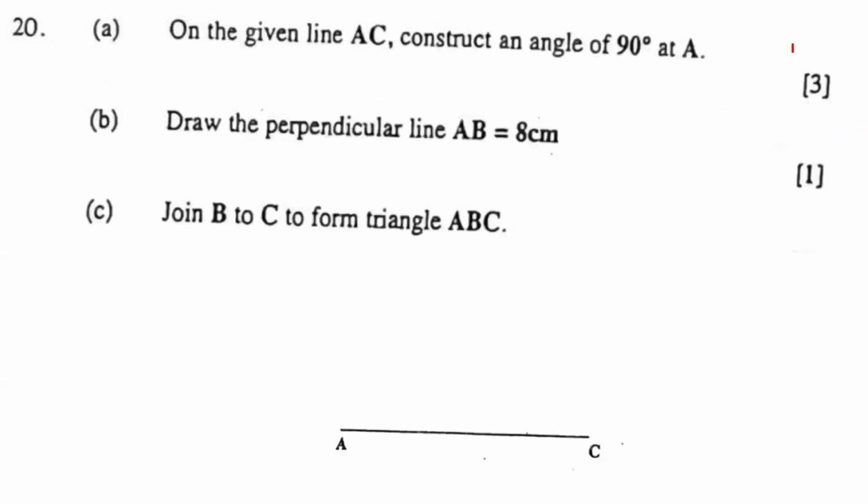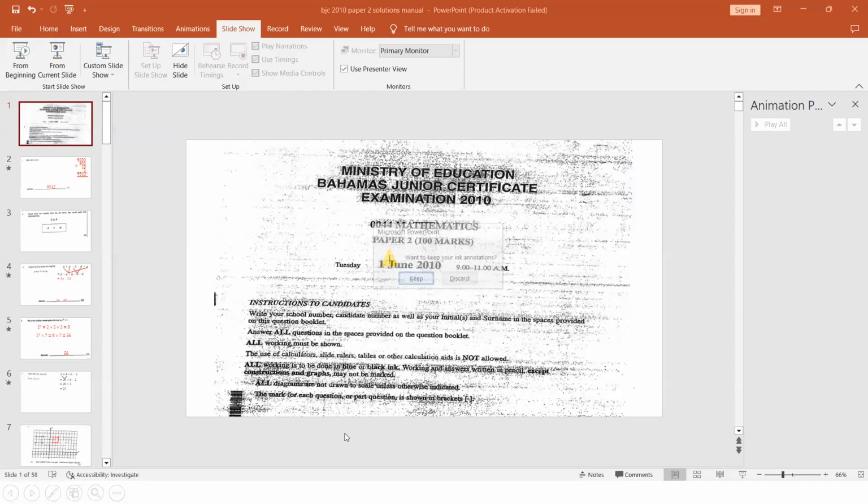Now let's consider question number 20. This is a geometry construction question. We have AC. What they want us to do is construct a 90-degree angle at A. They want this line that we draw, this perpendicular line that we draw, to be 8 centimeters, and they want us to join B to C to form a triangle. And so let's do that.